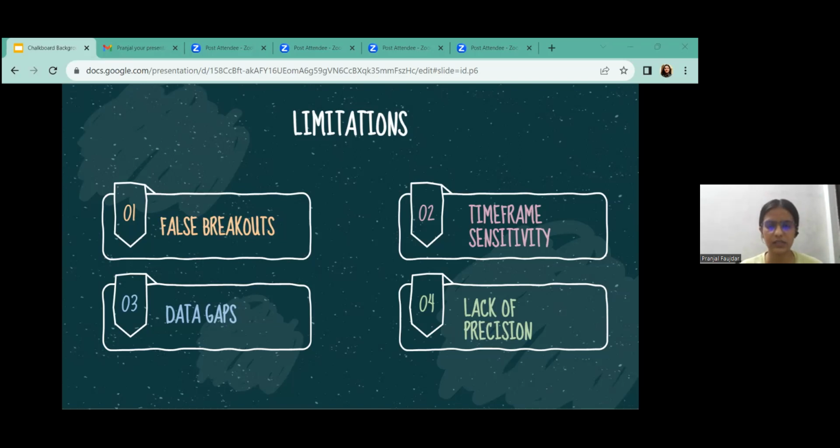So trend lines do not provide precise entry or exit points for traders. So traders have to use other technical indicators or chart patterns to refine their decisions.